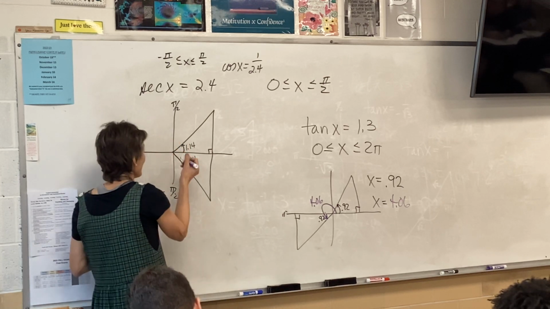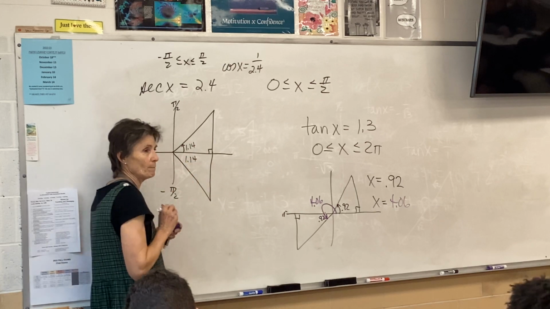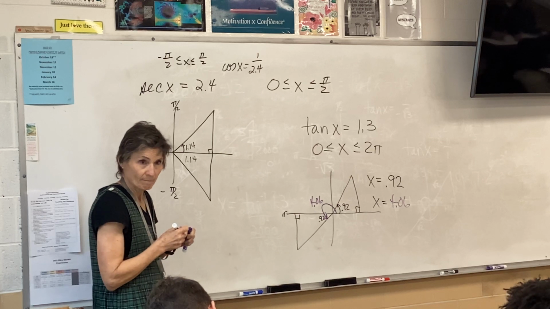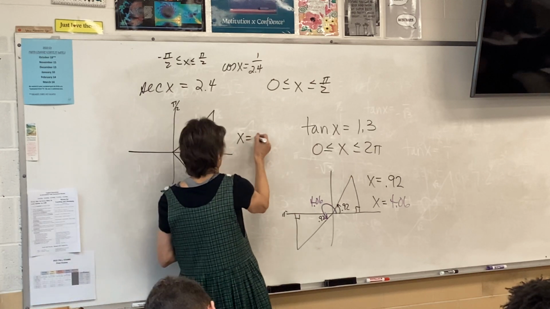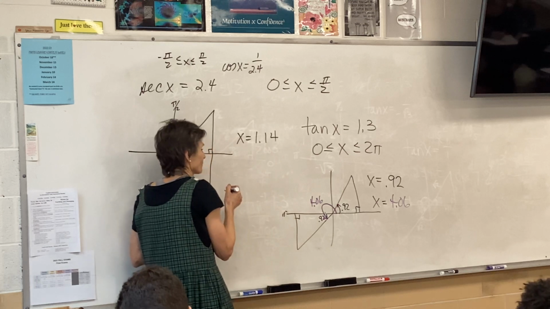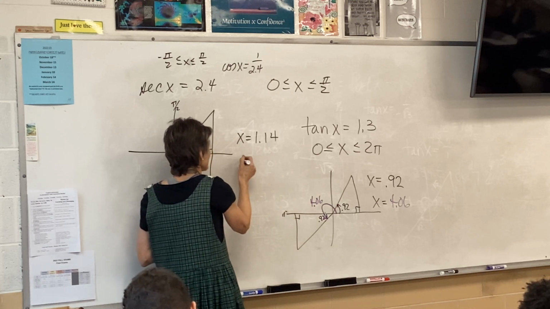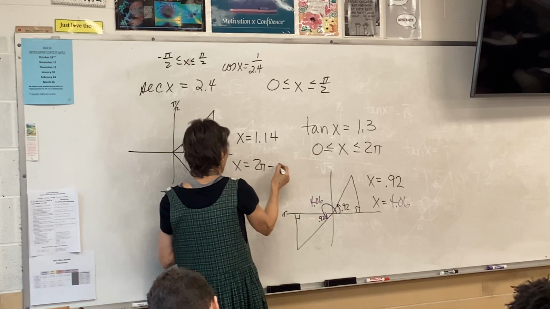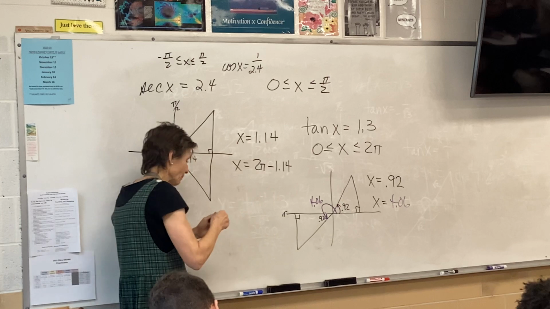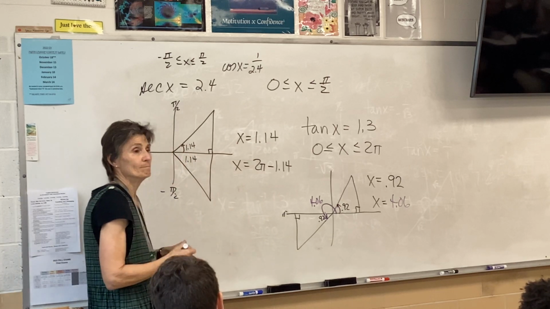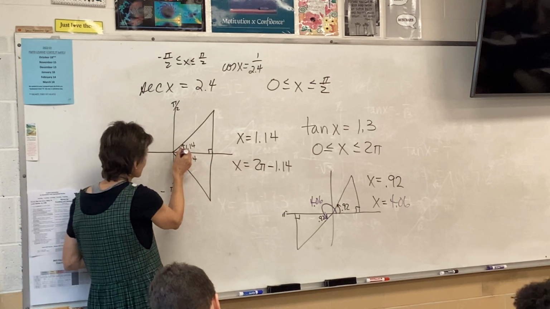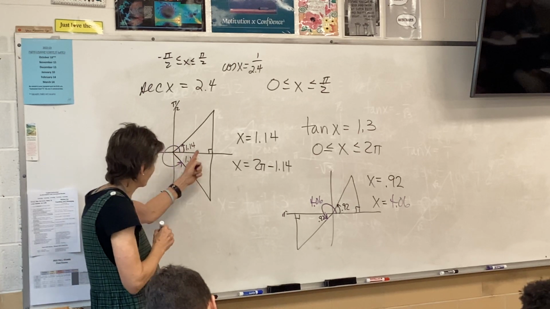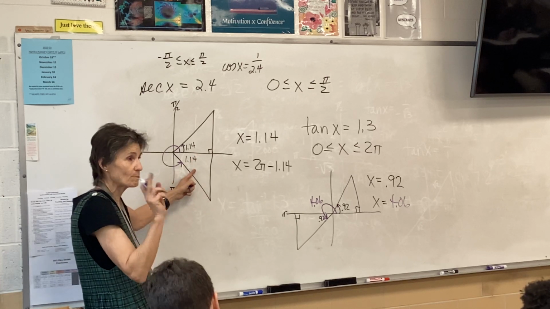So one of my answers is 1.14. Would you agree with that? What's the other one? Negative 1.14. 2.28. Okay, so I heard somebody say 2 pi minus 1.14, and I'm gonna talk about that because that's gonna be right most of the time. That would be this angle right here. That is 2 pi all the way around, subtract 1.14, that's beautiful.